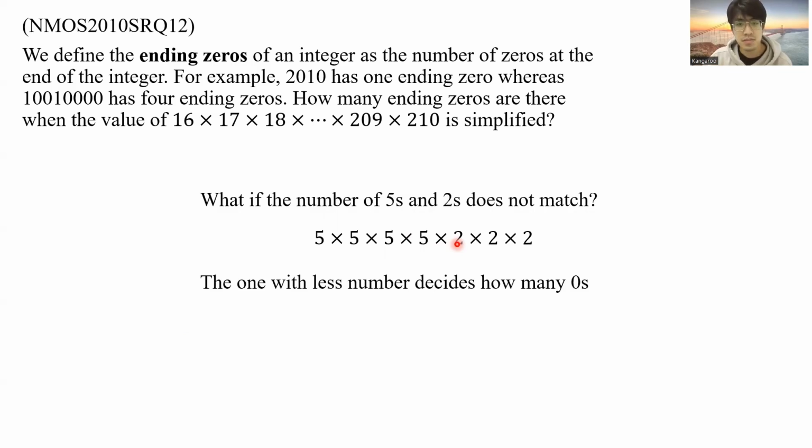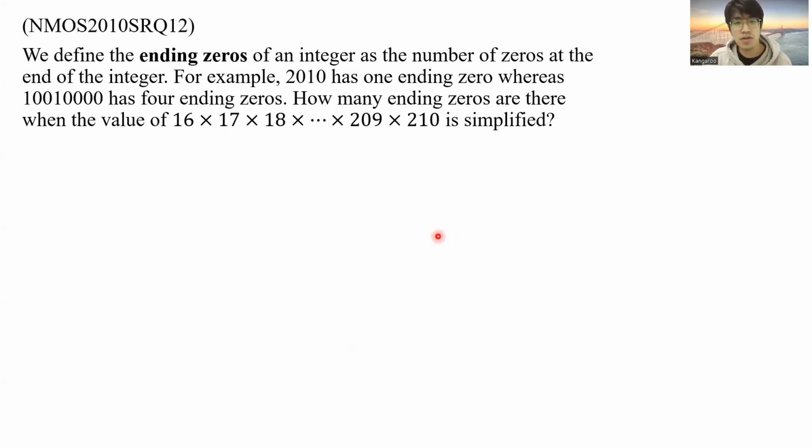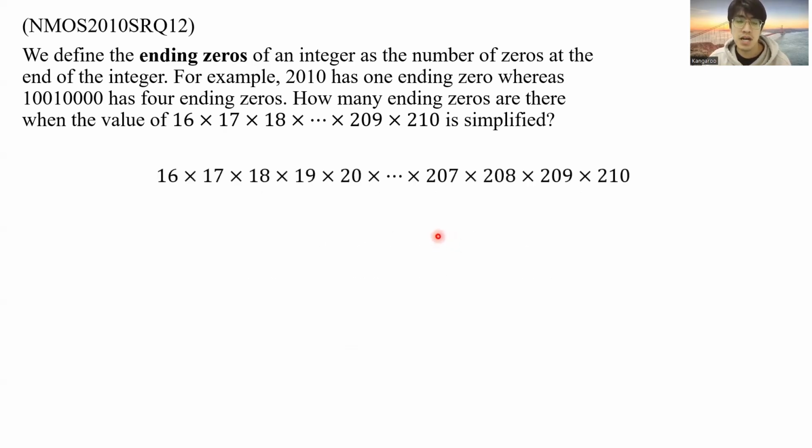We see that in this case, the one with fewer numbers decides how many ending zeros we can get. Now, coming back to this original problem, our task is to find how many 5s and how many 2s there are. And then let's look at which of them has fewer.